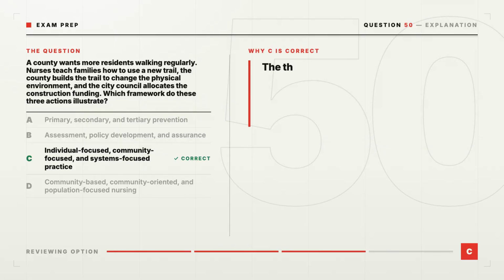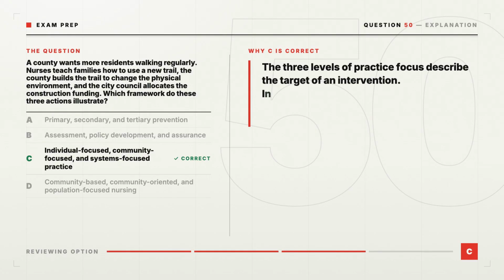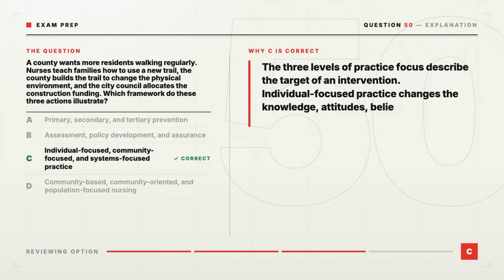C is correct because the three levels of practice focus describe the target of an intervention. Individual-focused practice changes the knowledge, attitudes, beliefs, and behavior of individuals and families, which is what teaching families to use the trail does. Community-focused practice changes community norms and the shared environment, which is the trail itself. And systems-focused practice changes organizations, policies, laws, and funding, which is the council's allocation.